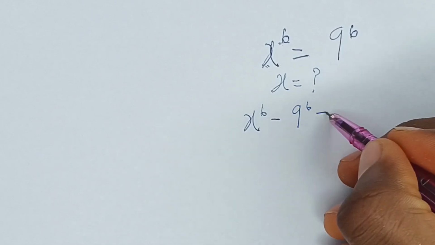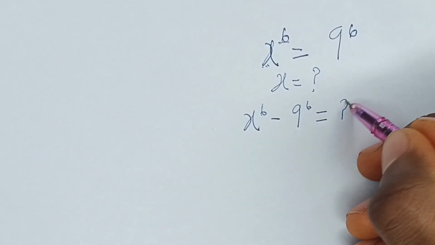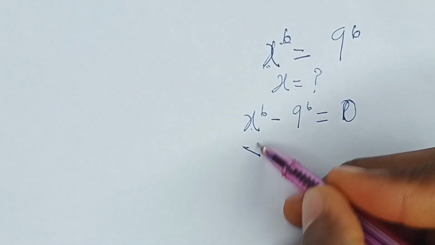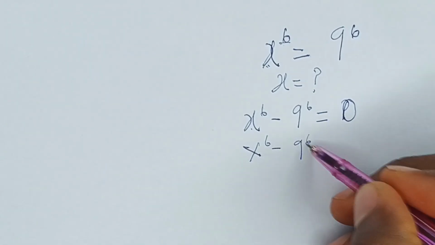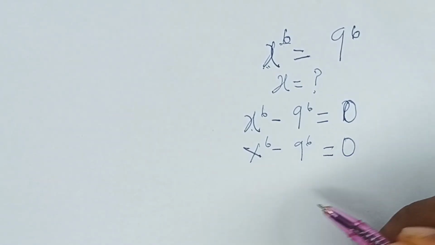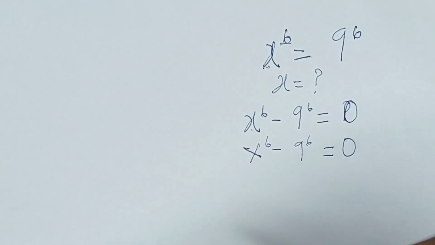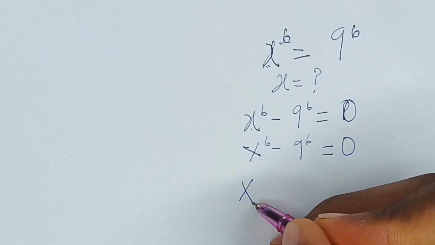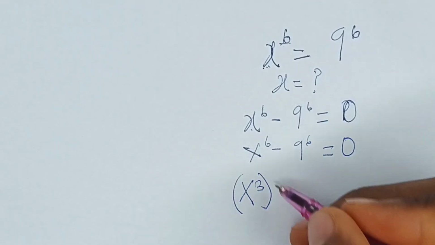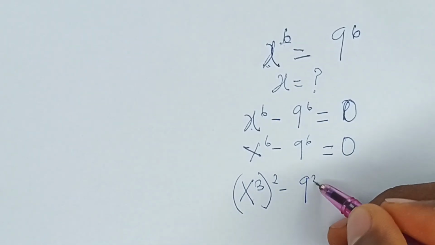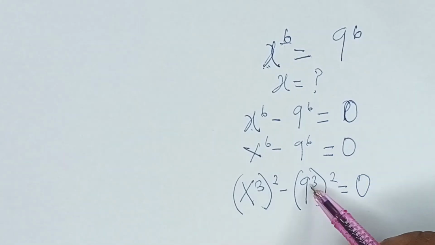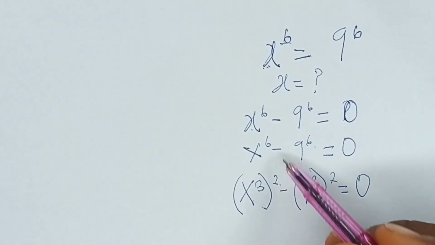Firstly, we can write this as x raised to the power 6 minus 9 raised to the power 6. A lot of people got at me for writing x like this, so I'll just write x the normal way. Minus 9 raised to the power 6 is equal to 0. Now, moving on from here, we can say that we have x raised to the power 3, all raised to the power of 2, minus 9 raised to the power 3, all raised to the power of 2, is equal to 0. When you multiply this, you have 6.